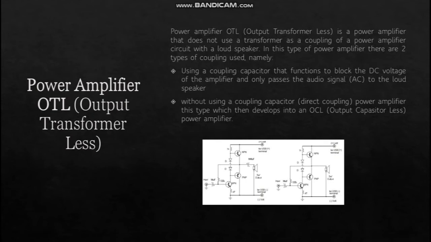In this type of power amplifier, there are two types of coupling used. One is using a coupling capacitor that functions to block the DC voltage of the amplifier and only pass the audio signal or AC to the loudspeaker. Second, without using a coupling capacitor, or direct coupling power amplifier, this type then develops into an OCL, output capacitorless, power amplifier.